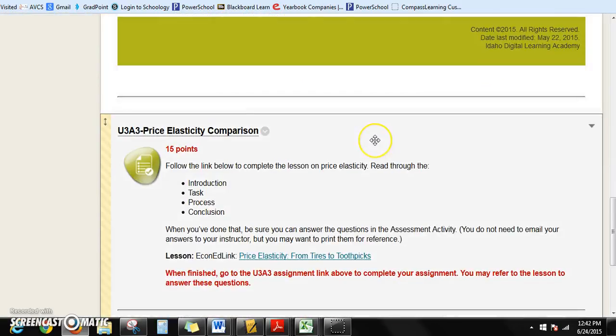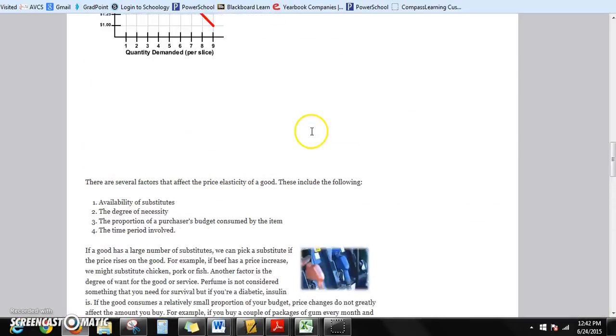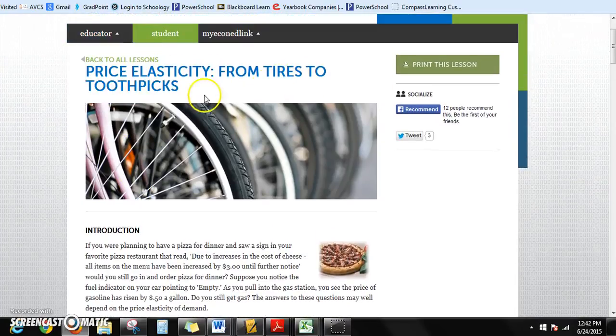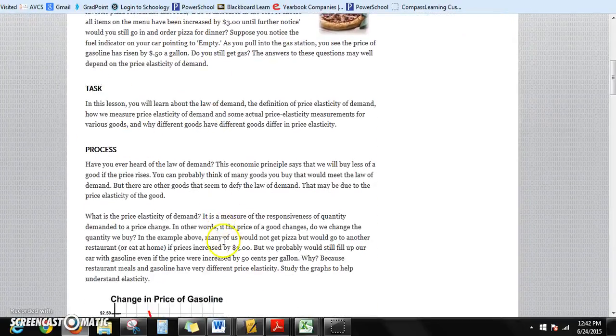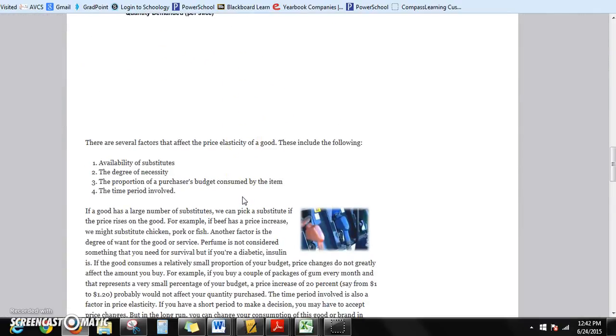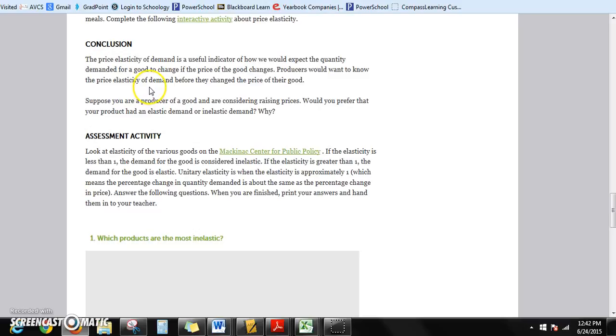So when you finish going through everything, you'll have your Unit 3A3 assignment, and this is actually going to have you go to an Econ Ed link. When you go to that link, this is the website, and it's talking about price elasticity from tires to toothpicks, and it's just explaining elasticity. You want to make sure that you're reading the introduction, the task, the process. It has good information about gasoline versus the price of pizza. This is very important, and it's showing you how you determine if there is elasticity or inelasticity in a product. And the conclusion.